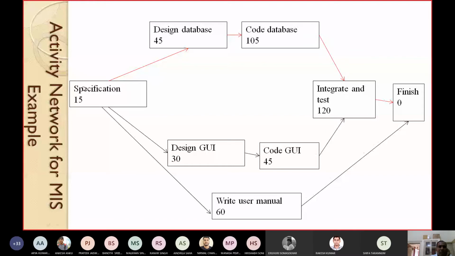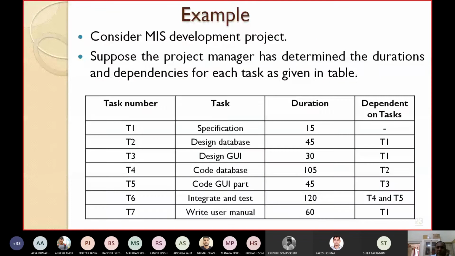I have also told that within the node, you have to write down the name of the task or activity and the duration. So within this node, I have taken specification, name of the task, and the duration is 15 days. Then you can see that after T1 is over, which activity can start immediately? Find out the task for which T1 is the predecessor. T2, T3 and T7 can be started immediately. T1 is over, so I have drawn like this.